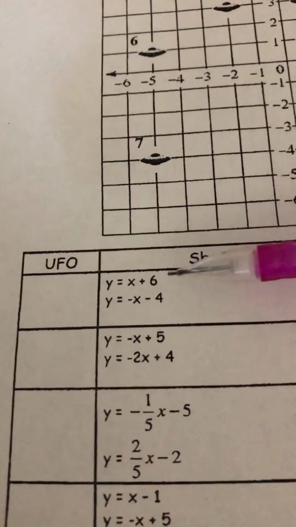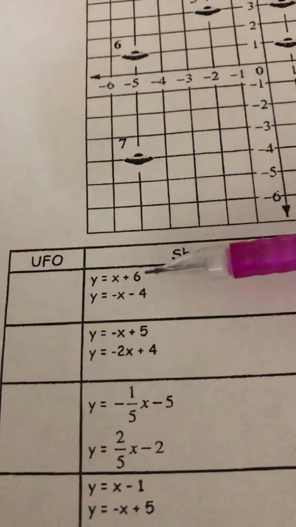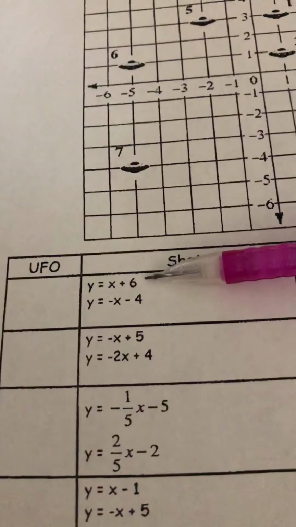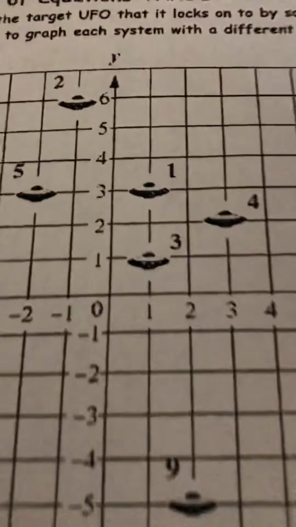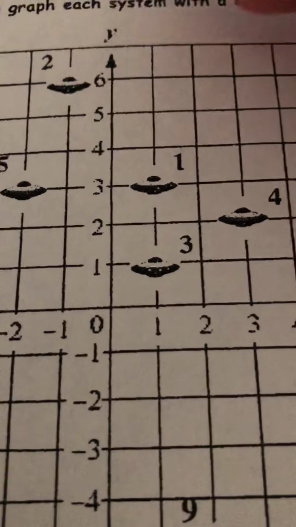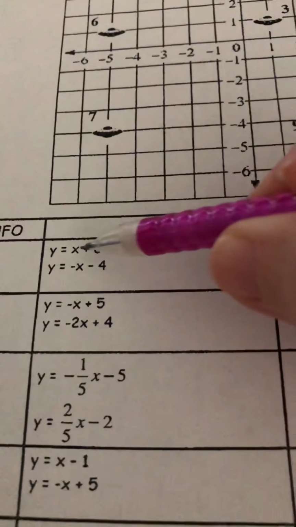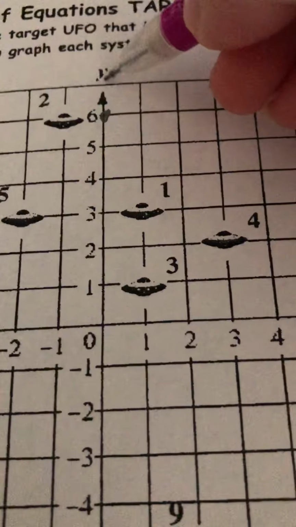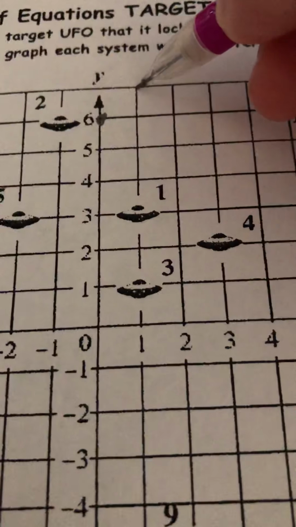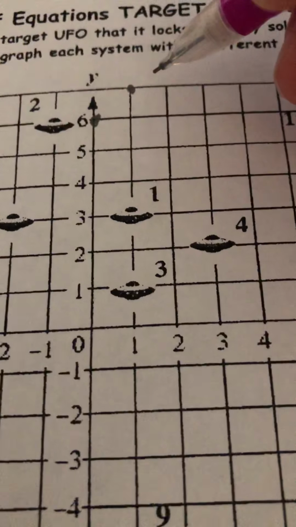So the first one says y equals x plus 6 and y equals negative x minus 4. So I'm going to graph the first one, y equals x plus 6. I graph the y-intercept, which is 6, and then the slope is 1. So I'm going to graph the slope of 1, which is up 1 over 1. And then I'm going to make the line.